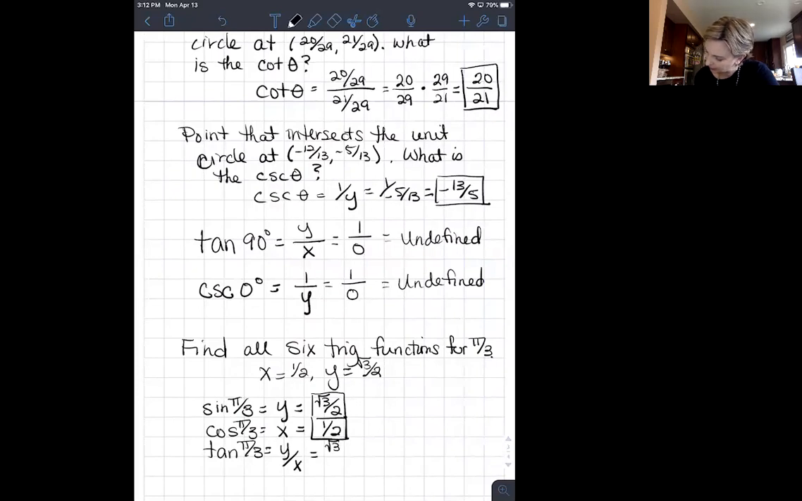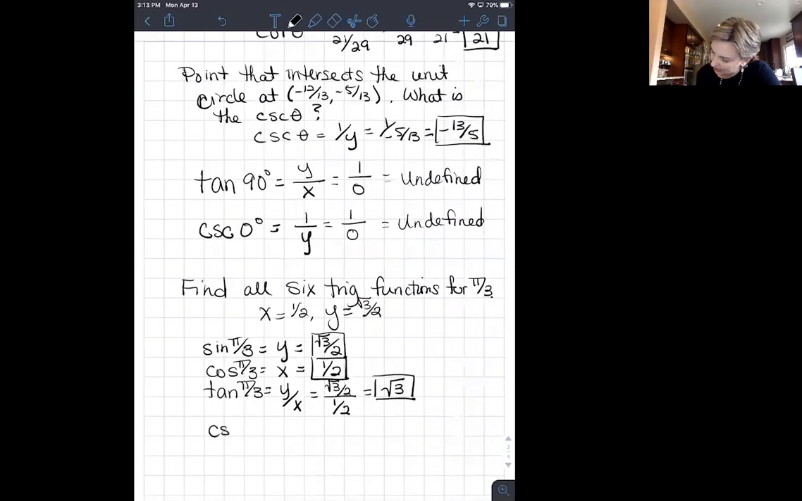Y is the square root of 3 over 2. X is 1/2. So the square root of 3 divided by 2 divided by 1/2. And that simplifies to the square root of 3. So the tangent of pi over 3, or 60 degrees, is the square root of 3.